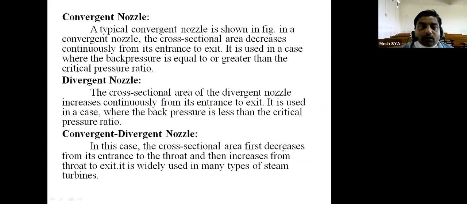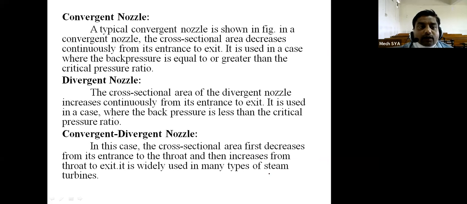So you all have to write this. A typical convergent nozzle is shown in the figure. In a convergent nozzle, the cross-sectional area decreases continuously from its entrance to exit, inlet to outlet. It is usually used in a case where the back pressure is equal to or greater than the critical pressure ratio.